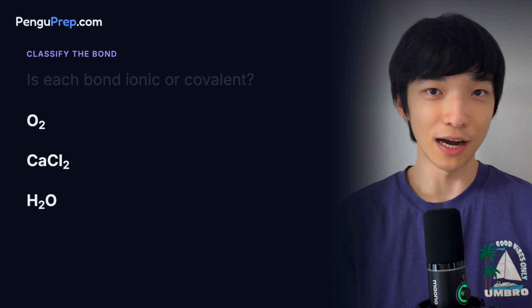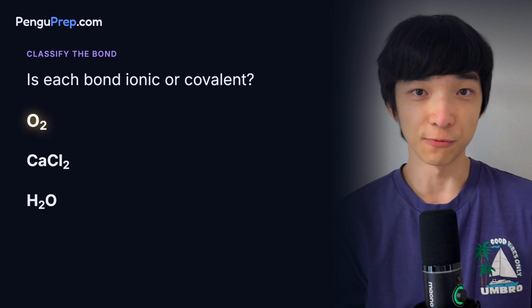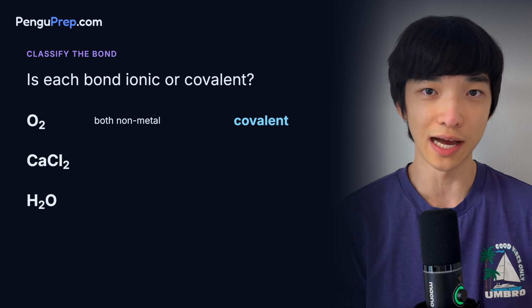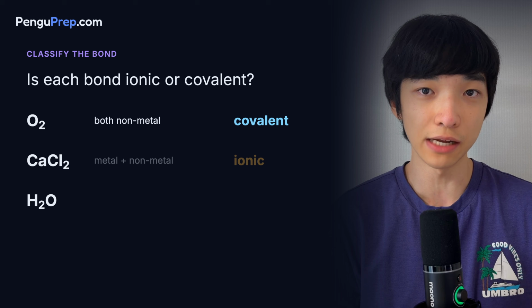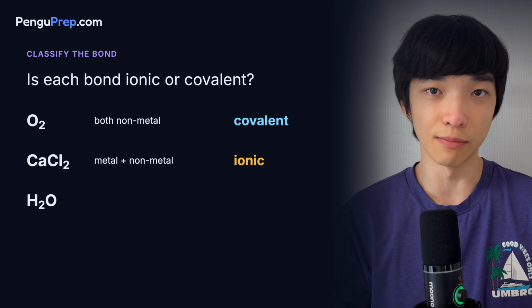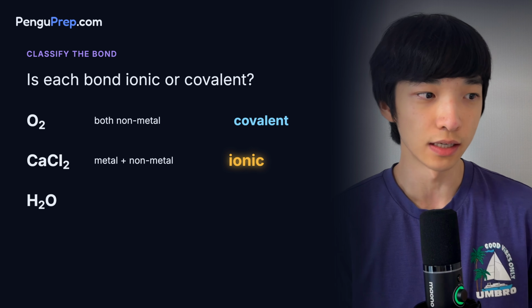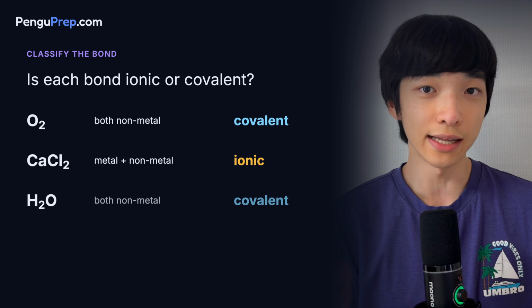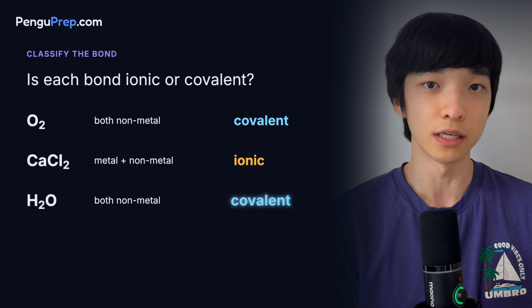Now, let's try classifying the type of bond that's formed between the atoms in the following molecules. O2 is formed from two oxygen atoms which are both non-metal, so the bond between the two oxygen atoms is covalent. CaCl2 is formed from a calcium atom, which is a metal, and two chlorine atoms which are non-metals, so the bond between a calcium and a chlorine atom will be an ionic bond. H2O is formed from two hydrogen atoms which are non-metals and an oxygen atom which is also a non-metal, so the bond formed in between them will be covalent.